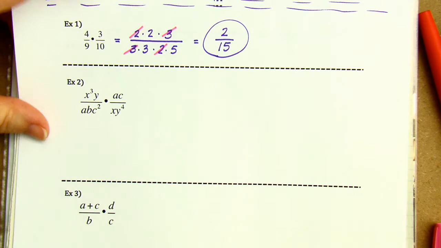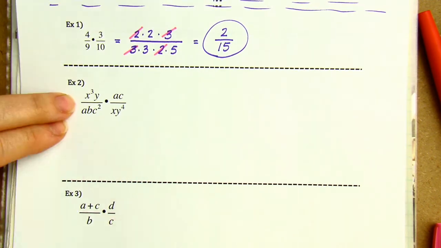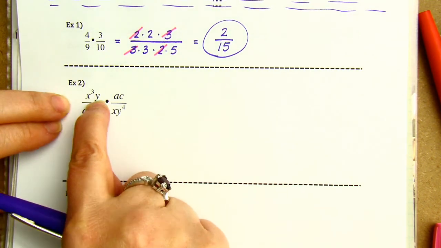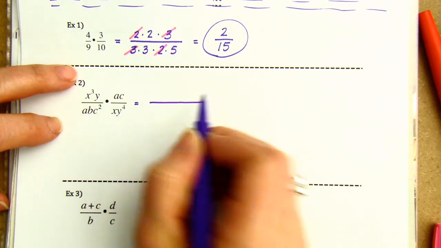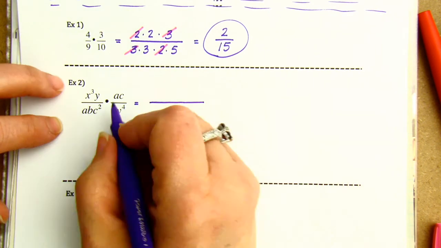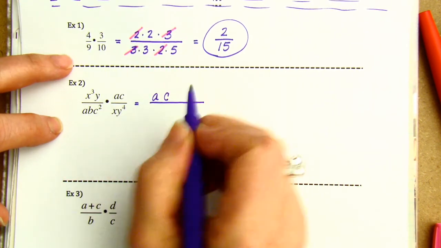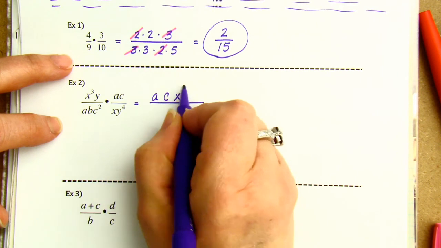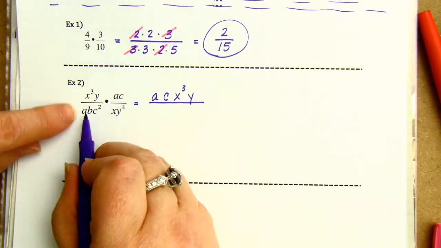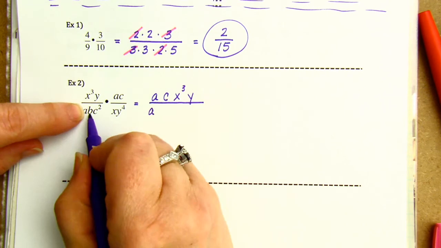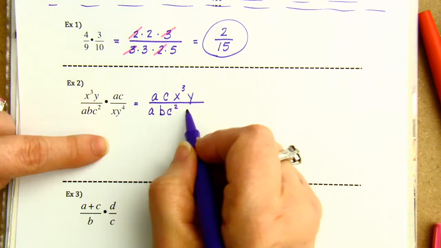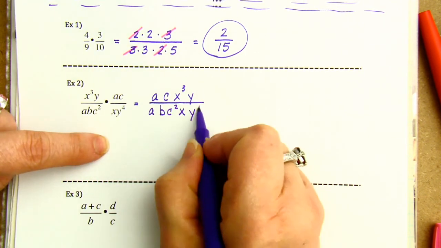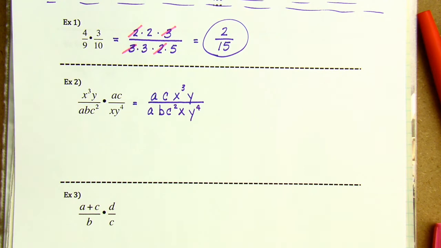All right. This example here, notice this is x cubed y a times c. So I'm going to put everything in alphabetical order. Alphabetical order. A first, then c, then x, then y. A first, then b, then c squared, then x, then y to the 4th. It just helps you to see the letters that are alike on top of one another.